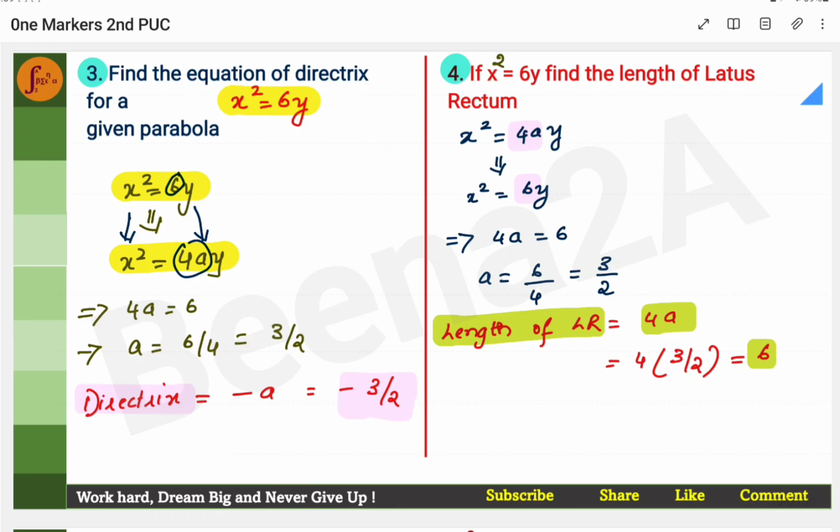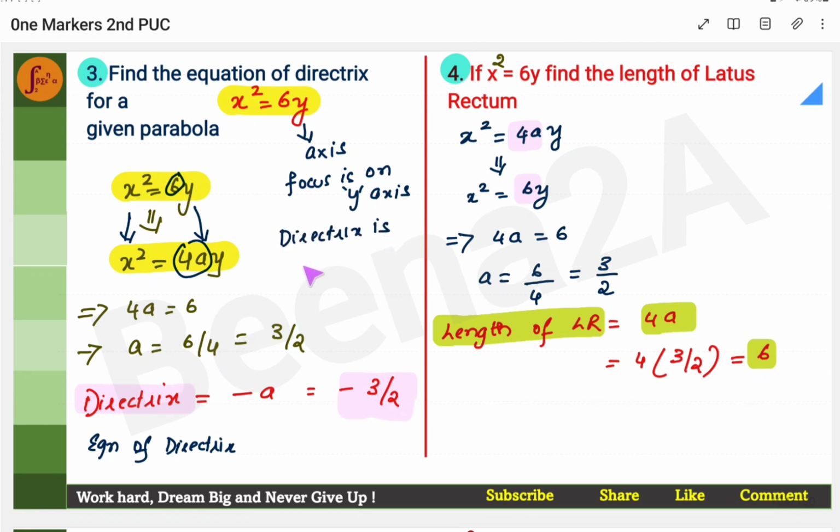You need to find the equation of the directrix. Now, what is the equation of the directrix? Remember one thing, this y represents the axis here. Y represents the axis. So, the focus is on the y-axis. Now, if the focus is on the y-axis, then the directrix is also on the y-axis.